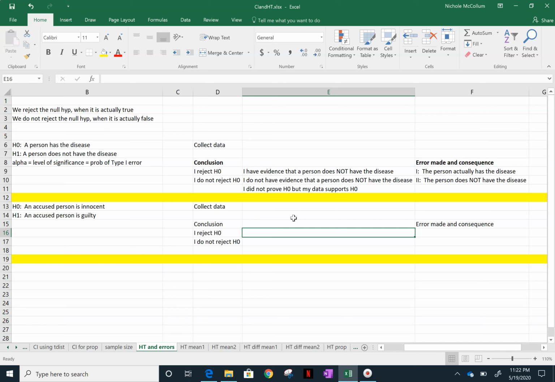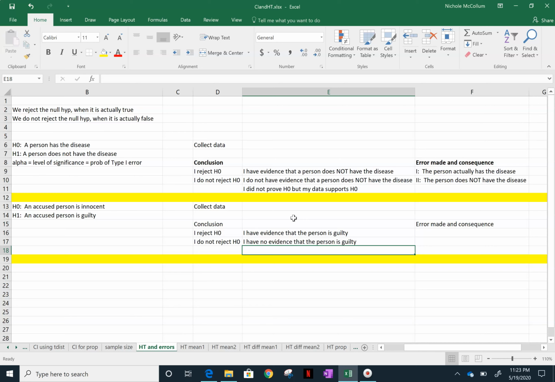What is it? Well, first is I reject H not. What does it mean to reject? That means I have evidence that the person is guilty. There is enough evidence to show that the person is guilty. Vice versa, if we're not rejecting H not, remember, in the court of law, we don't say, oh, you're innocent. What do we say? We say you are not guilty. And that's really what it is: I have no evidence that the person is guilty. I don't know if the person is innocent. We find them guilty or not guilty.